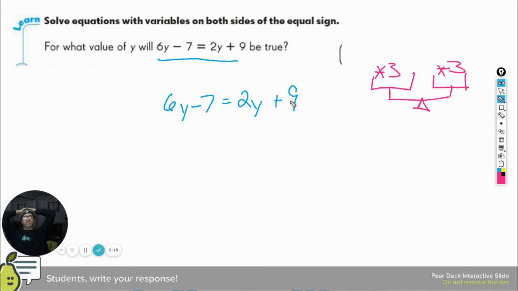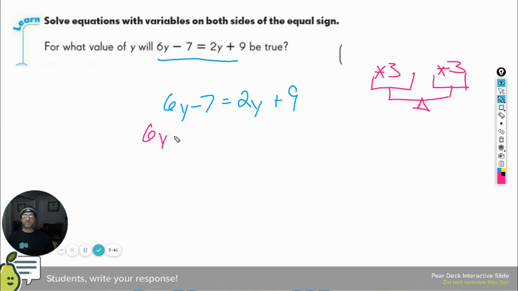What I generally want to do is start grouping things together, and personally, if I see subtraction stuff, I want to get rid of it. Does that make sense? In this case, I see this minus 7. If I have 6y minus 7, what can I do to get rid of the minus 7? Well, you could add 7, right?